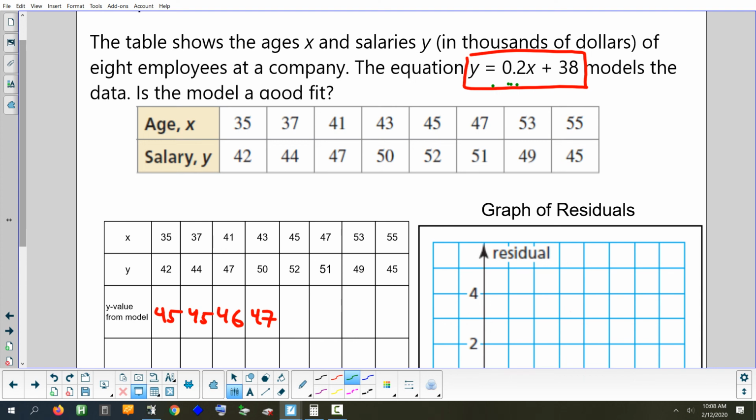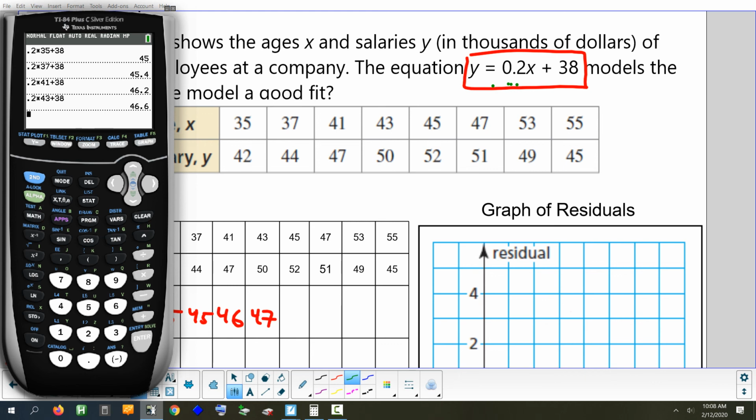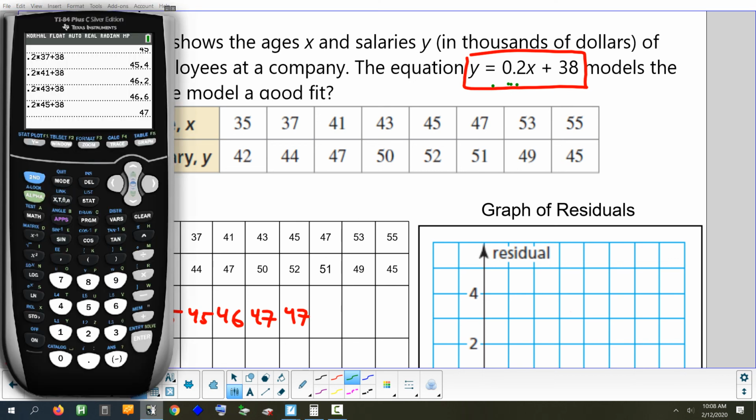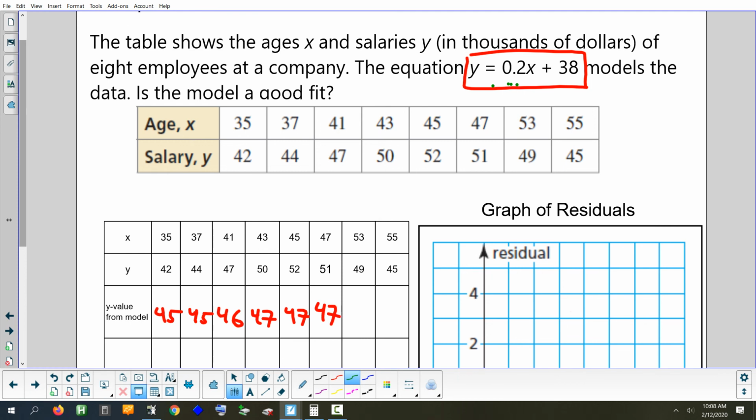How about Blake? What's my next X value? 45. 0.2 times 45 plus 38. 47. Ooh, is that a good prediction? Oh, that one's bad. 47, 52, that's 5 off. This is not that good of a model so far, really. Every one of them is off kind of a lot. What's my next X value? 47. 0.2 times 47 plus 38. We get 47 again. Not that good.